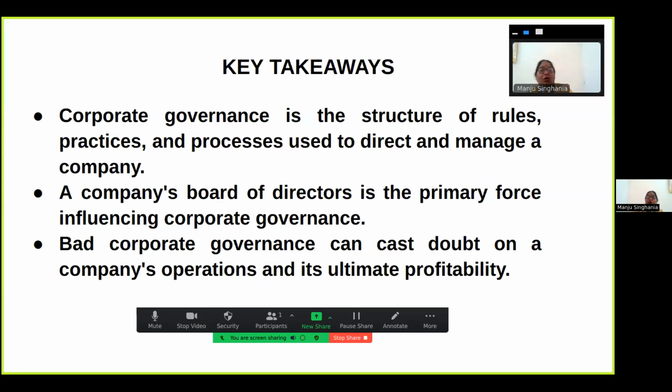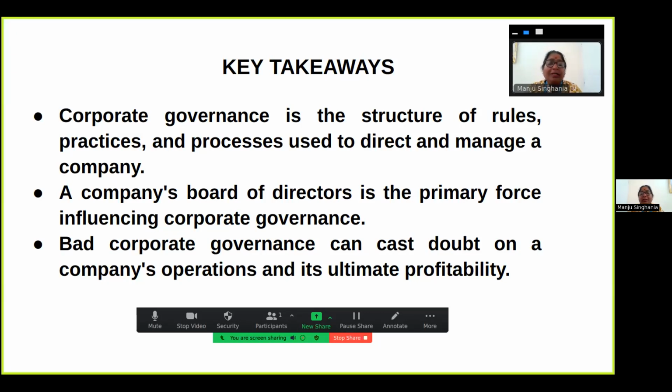And when we talk about the direction, other than that, the managing part is also done by the board of directors. Though they appoint executives and managers to manage the business organization, ultimately the entire control of the business organization is in the hands of the board of directors. So the board of directors is the primary force deciding about their remuneration and about the tasks which they will perform. Everything comes under the practices and the processes.